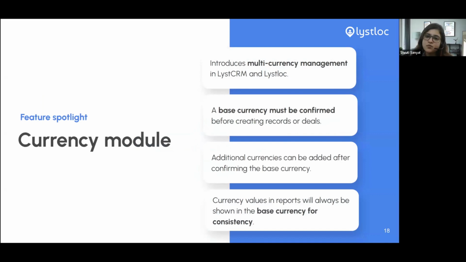Suppose you want to add 2-3 currencies, because your order might be in a way that you have to add 2-3 currencies from your end. In that case, you can create multi-currencies from your end. It will be easier for you to access if you're having any international order. International deals and orders can be managed through currency. So you have to enter the currency from your end under the currency module. Additional currency can also be added, but you have to confirm your base currency.